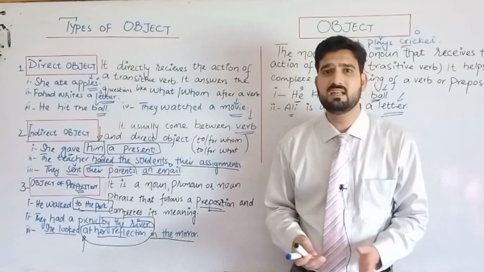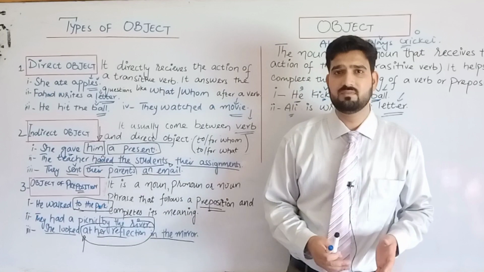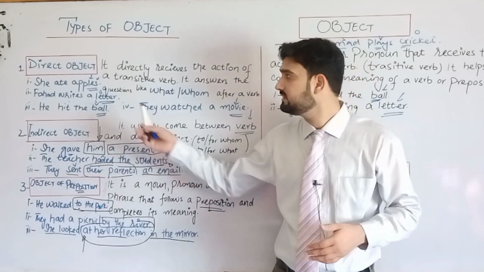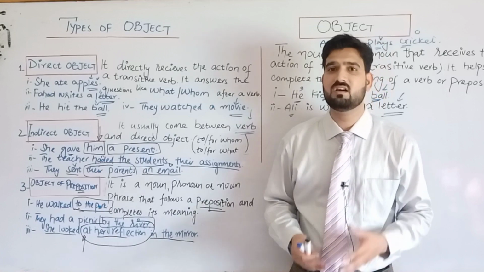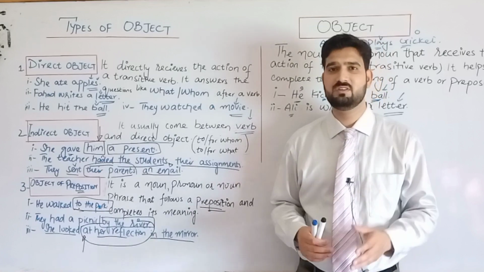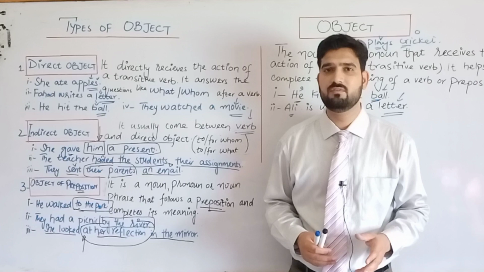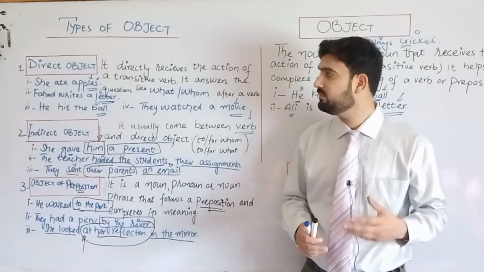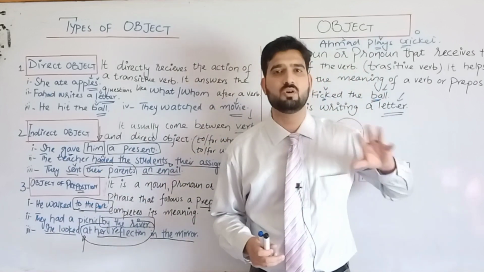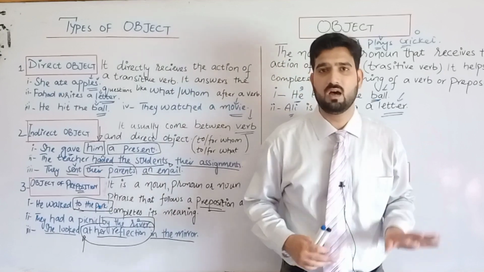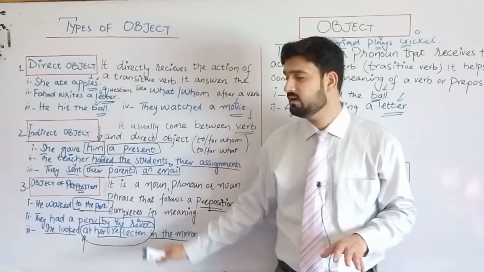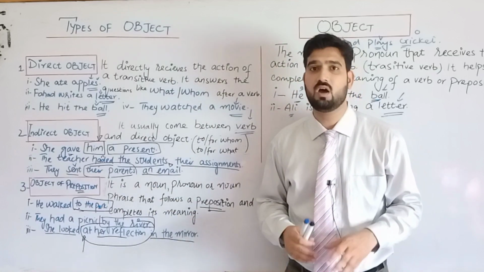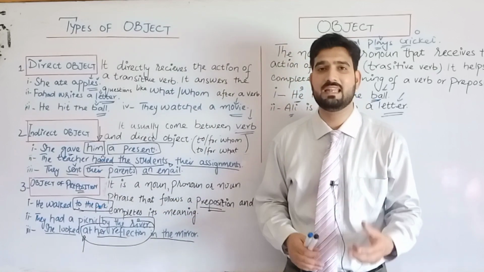So we have divided the object into types. There are three different types: direct object, indirect object, and object of preposition. I hope this video will be helpful for all of you, and you will understand how many types of object there are. Before, you knew there was only the object, but now you have understood that direct object, indirect object, and object of preposition are also present, and we can find them in any sentence.